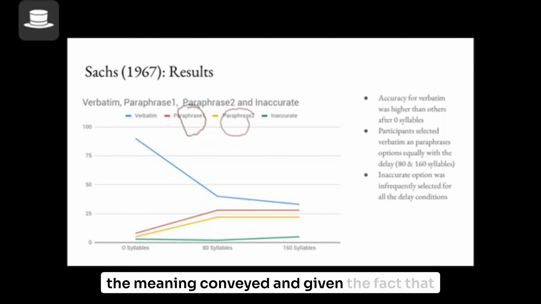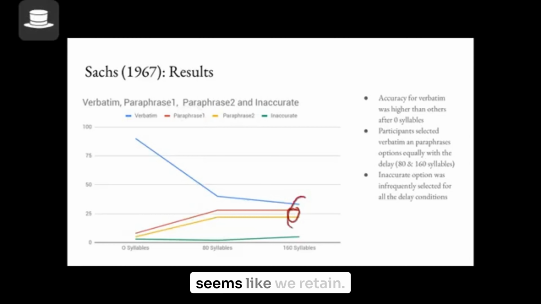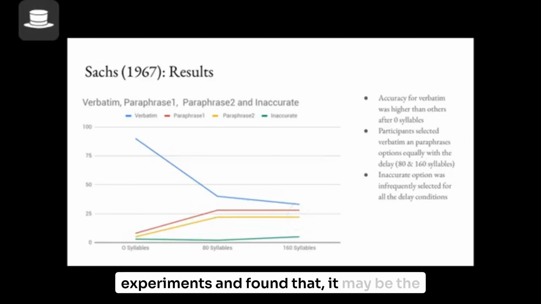So the conclusion then is that the exact wording is not what we represent, but we represent the meaning conveyed. Given that there's no actual difference whether it's a direct form or passive form or verbatim, it seems like we retain the meaning conveyed in a sentence or in a text as opposed to the actual nature of it.